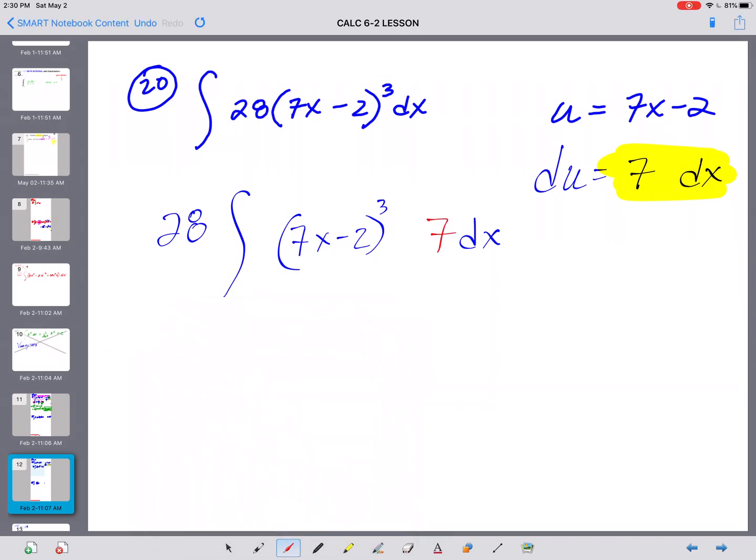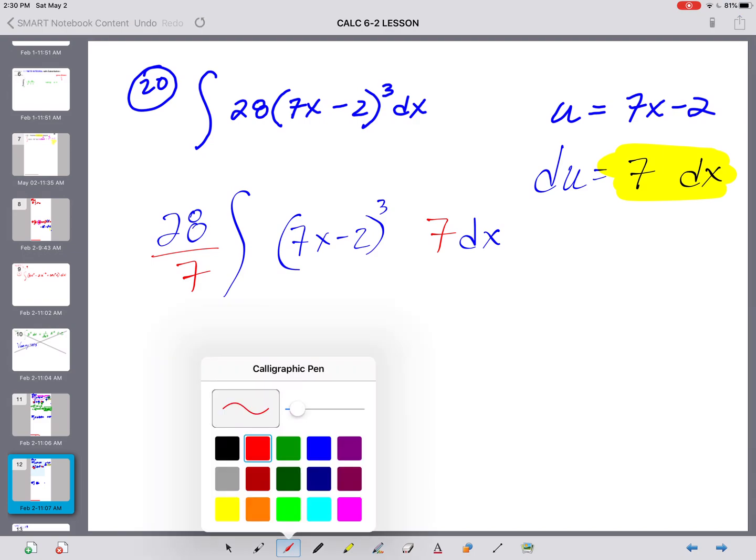I got it. But wait a second. That is now not equal to what I started with. Right now, that integral with the 7 dx is not equal to the one that I started with. What do I have to multiply the outside by? Yeah, 1/7. Do you see that? You can multiply by 1/7, same as dividing by 7. Okay, now that integral is equal to the integral that I started with.